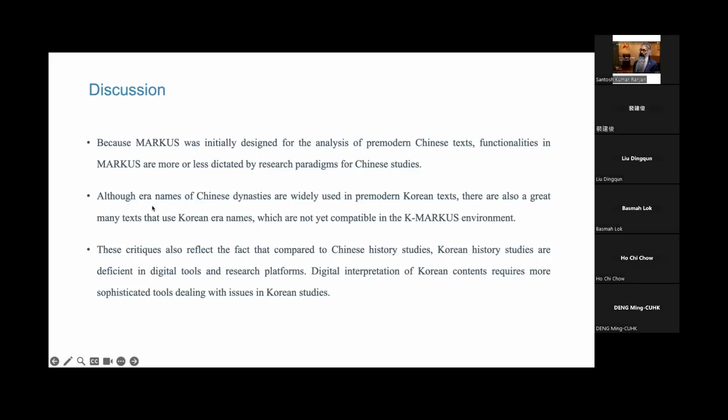I would like to see Korean scholars develop research platforms for Korean studies in the future, which will include more sophisticated tools to deal with typical Korean issues. But so far, I haven't seen such a platform in the field of Korean studies. But I look forward to one day seeing a platform for Korean studies.